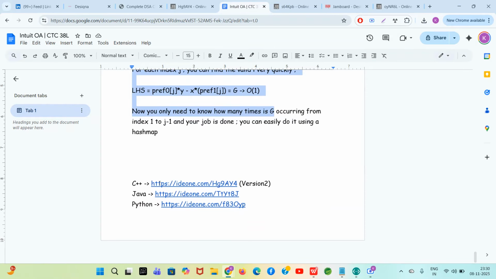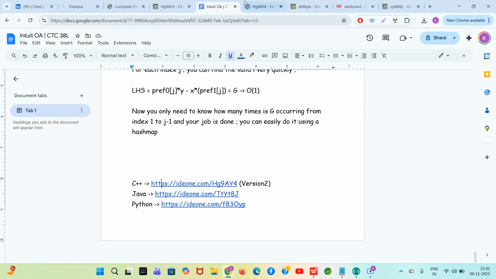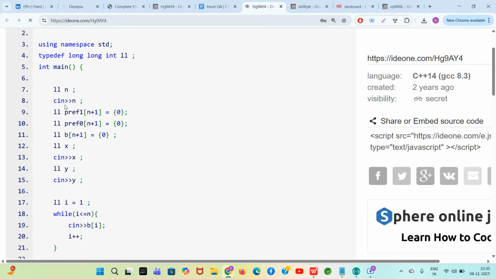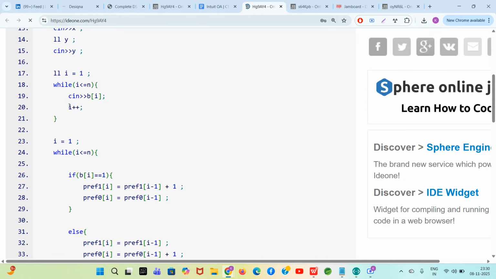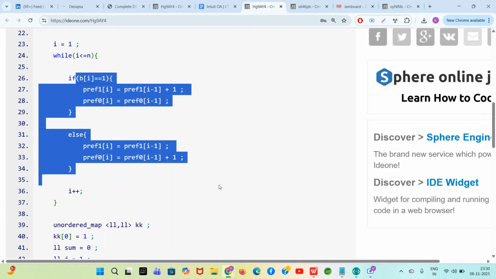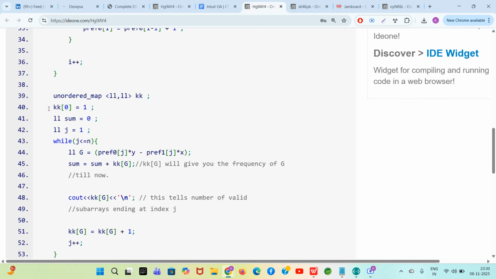I will show you a sample code, and it is a correct sample code. So just go through it. There is a pref1 array and a pref0 array. See guys, I'm counting how many times ones and zeros are coming. kk of 0 equals 1. Why? Because at index 0, the number of zeros is zero and the number of ones is zero. So 0 times y minus 0 times x will be 0, right?